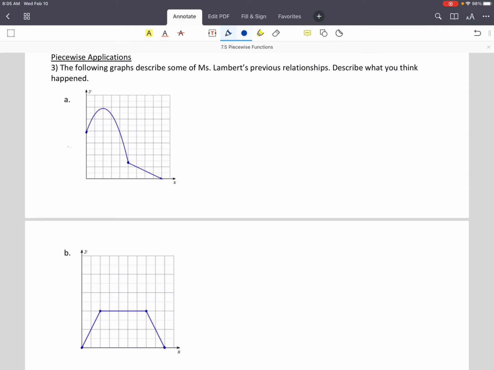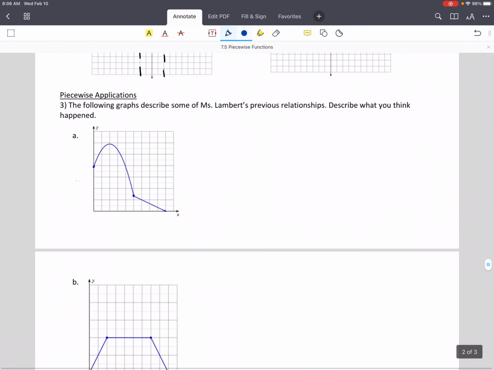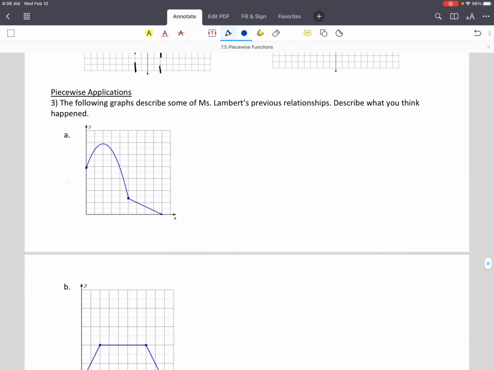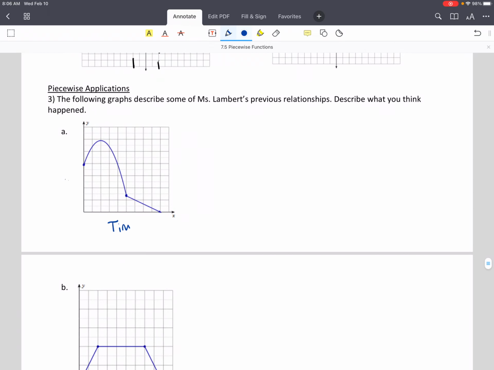Number 3, the following graphs describe some of Miss Lambert's previous relationships. Describe what you think happened. Well, besides getting personal here, let's just talk about what's important on the graph. We want to label the x and y axis. We want to figure out what this means. So let's just say this is going to be time, and let's just call this level of interest.